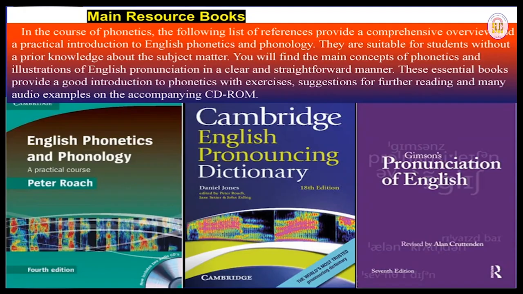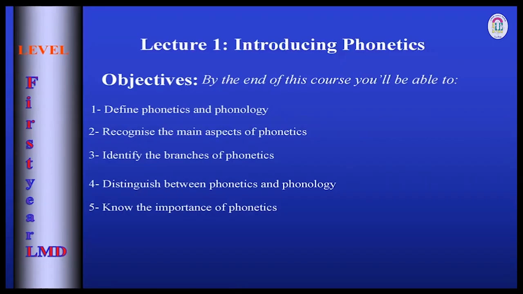The second book that you need is entitled Cambridge English Pronouncing Dictionary by Daniel Jones, 18th edition. In this dictionary you will find almost every English word with its pronunciation in American and British accents. The other book is entitled Gimson's Pronunciation of English by Alan Cruttenden. In this book, you will find everything that concerns English phonetics and its pronunciation.